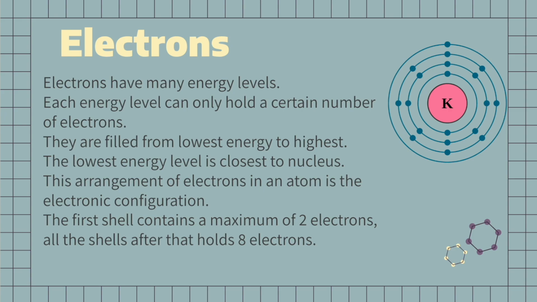For example, in a potassium atom, the first shell contains 2 electrons, the second shell contains 8 electrons, the third shell contains 8 electrons, and the last shell contains 1 electron. So its electronic configuration will be 2, 8, 8, 1.